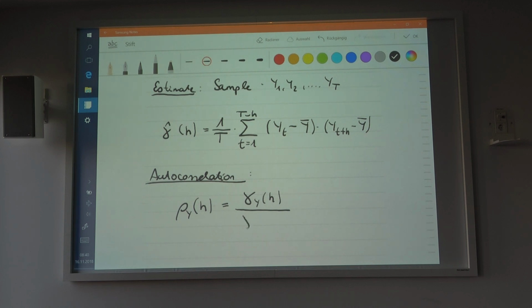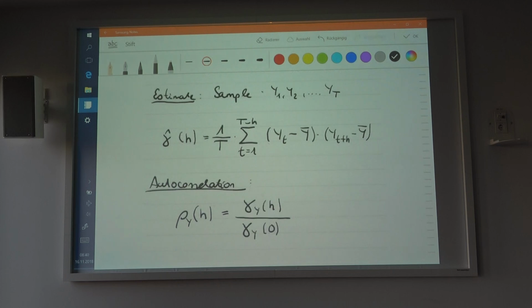So this is the autocorrelation, provided that the process is stationary. I will add this here because that's not clear from the notation, so y must be stationary here as well.